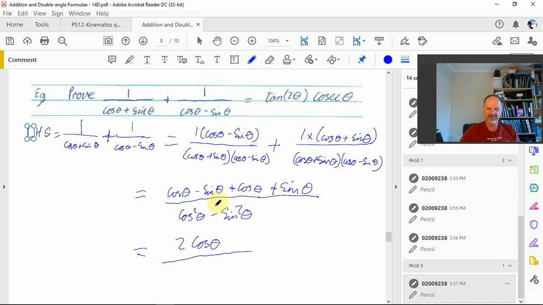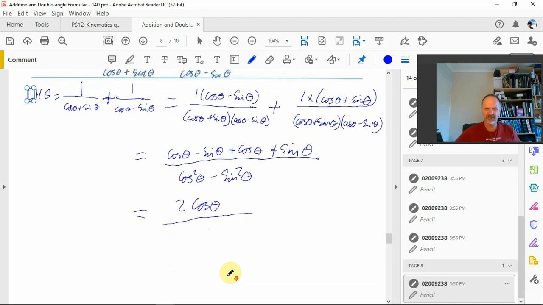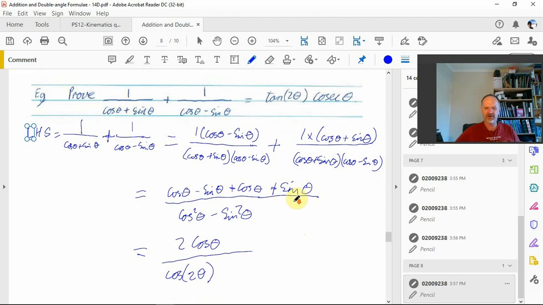And on the bottom here, cos squared minus sine squared, double angle formula, if you go back to those and have a look. Again, I should have brought that up. Apologise for that. That's cos 2 theta. All right. Now, what do we do from here? I'm looking for tan 2 theta. Well, I've got cos 2 theta. So if I had sine 2 theta on the top, then I could combine those to get my tan 2 theta.